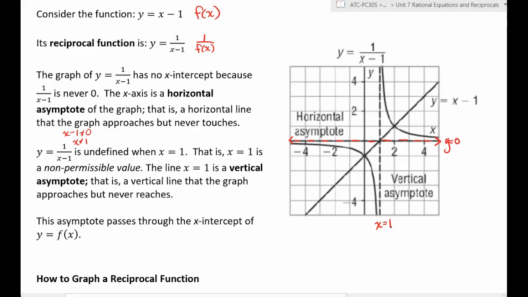This asymptote passes through the x-intercept of my original function. This will always be the case. So our x-intercepts, because that's when y equals 0, will always give us our vertical asymptotes, because that will no longer be allowed when we are going 1 divided by our output, 1 divided by that original y value.